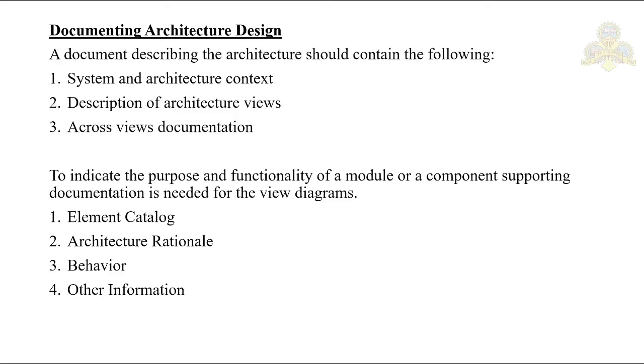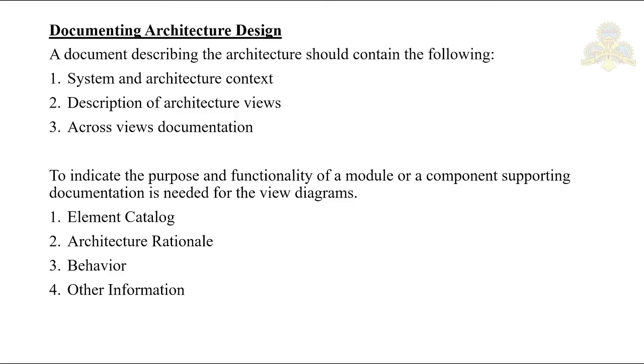For example, the purpose of the functionality of a module or a component being indicated only by its name is not sufficient. Suppose you have a library management system and you have developed an architecture for it. Say you have given search as one functionality, in a use case diagram or in a DFD, and you have just mentioned search. Now what should that do, right? So apart from the diagrams, you have to give supporting documentation. What is the supporting documentation for these view diagrams? It should contain some or all of the following: the element catalog, architecture rationale, behavior, and other information. We'll discuss these one by one now.